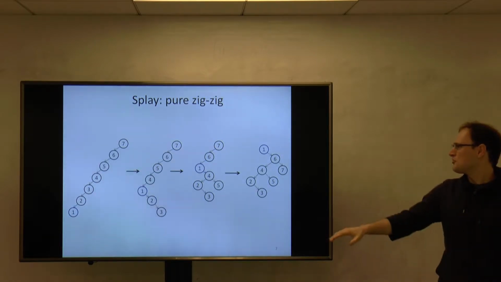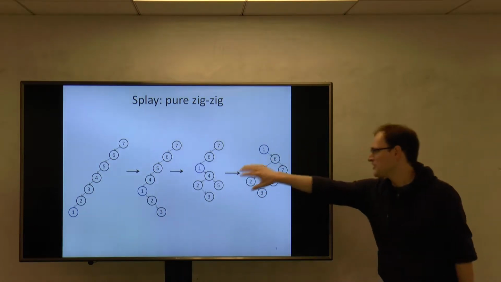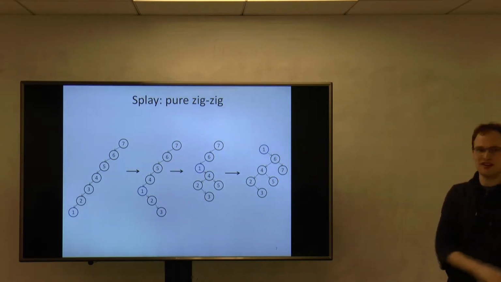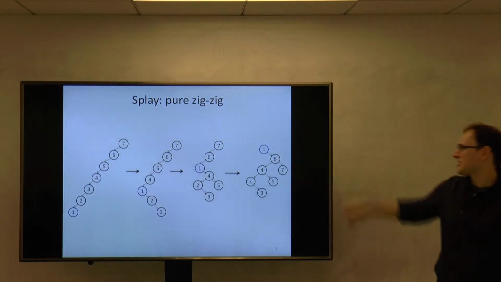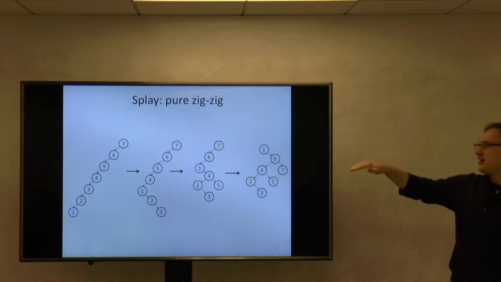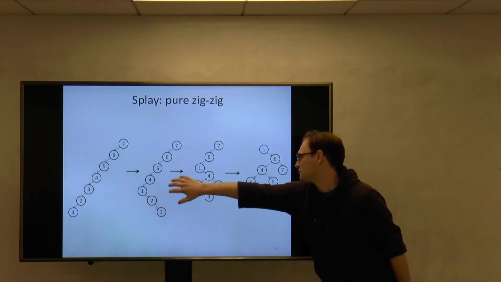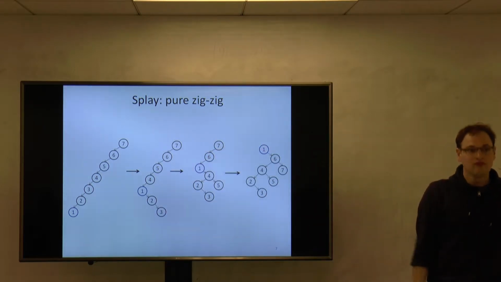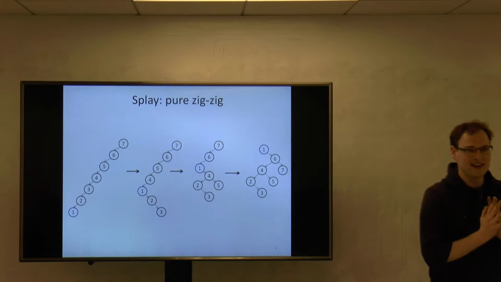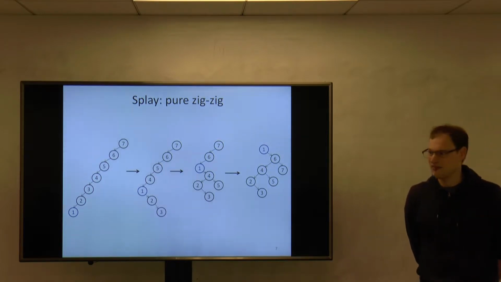Zig-zig is a little more interesting. This is pure zig-zig. Here I'm splaying 1. Each tree depicted is the application of a single zig-zig step. And notice how I get a kind of comb-like structure when doing this, by flipping the edges 1, 2, 3, 1, 4, 5, 1, 6, 7 as a unit. So that is splaying, and you do this every time you access an item.